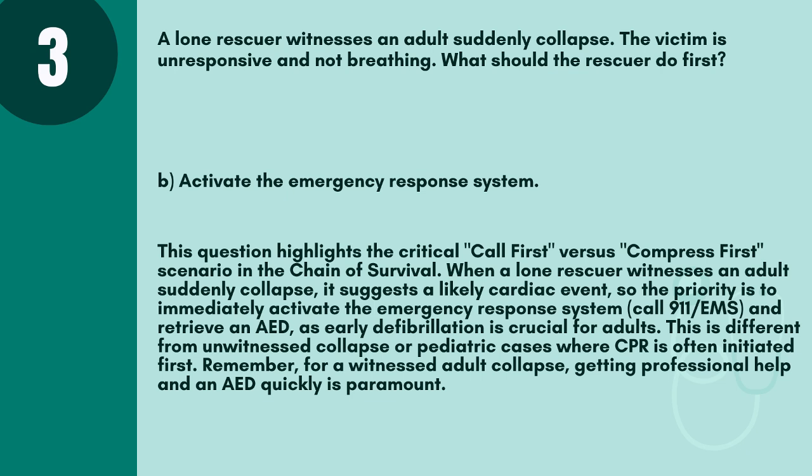Answer: B. Activate the emergency response system. This question highlights the critical call first versus compress first scenario in the chain of survival. When a lone rescuer witnesses an adult suddenly collapse, it suggests a likely cardiac event, so the priority is to immediately activate the emergency response system, call 911/EMS, and retrieve an AED, as early defibrillation is crucial for adults. This is different from unwitnessed collapse or pediatric cases where CPR is often initiated first. Remember, for a witnessed adult collapse, getting professional help and an AED quickly is paramount.